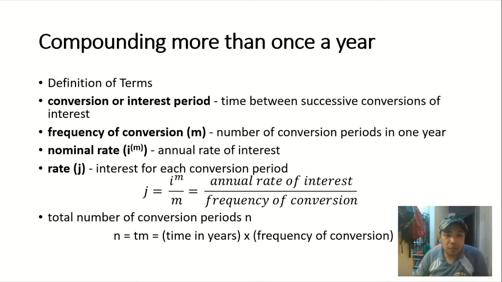So, for the definition of terms, conversion period or interest period, time between successive conversions of the interest. Frequency, so we'll be using M. This is the number of conversion periods in 1 year. So, is it daily, monthly, quarterly, or semi-annually, or even annually? Nominal rate, this is the rate that is given for the annual rate of interest. Then the rate J can be obtained in terms of each conversion period by the nominal rate divided by the frequency of conversion. And total number of conversion periods will be N, and that is equals to TM, which is the time in years and frequency of conversion. Yung M is ito.